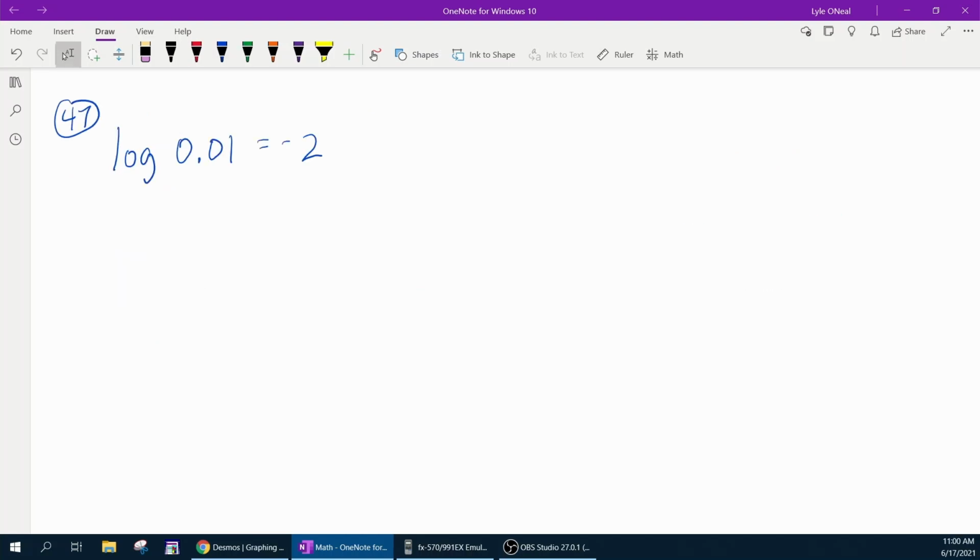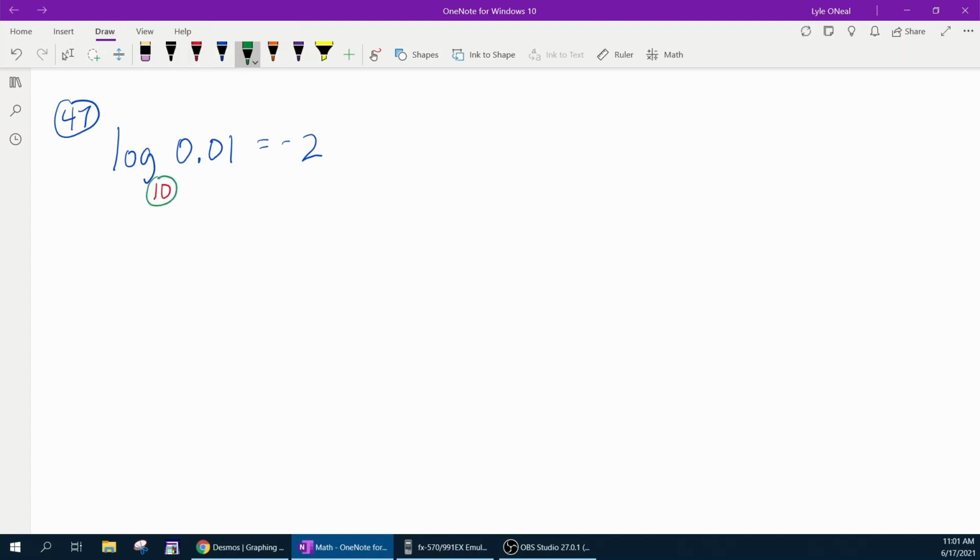Next example, number 47, they want us to convert this time from logarithmic form into exponential form. Notice our log does not have a base showing. So a log with no base is understood to be base 10, and we need to be able to see that base to make the poem work, okay? So how does the poem go?